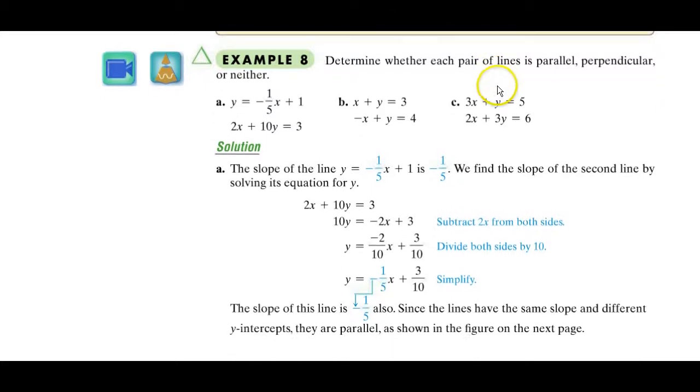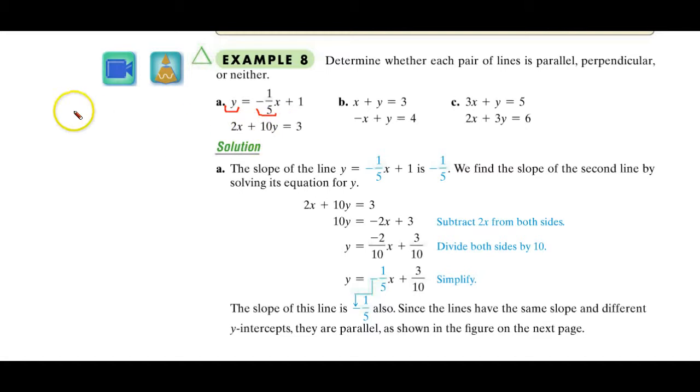Okay, example 8 is what you will find in Math Lab and on your practice in Quiz Me. Determine whether each pair of lines is parallel, perpendicular, or neither. And you look at them and you say, wow, how could I do that? Well, the key is you have to solve each equation for y. You might say, why do you have to do that? Well, because then you can compare the slopes.